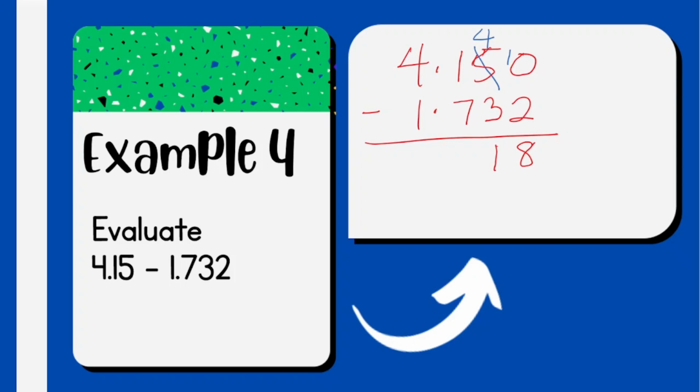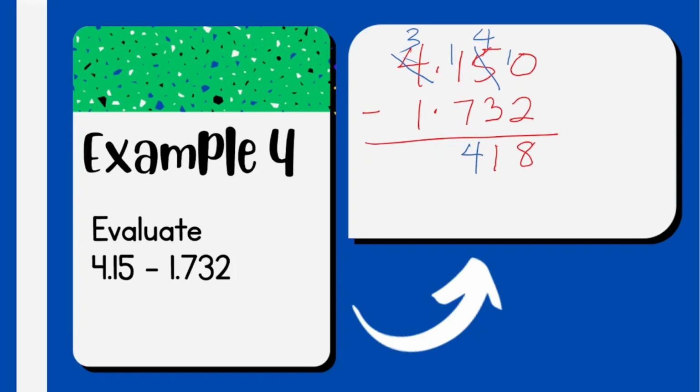All right. So we can't take away 7 from 1. So we have to take 1 from 4. And this will become 3. And the 1 will become 10 here. So 10 plus 1 is 11. So that gives us 11 minus 7, which will give us 4 as well. I hope I'm making sense.